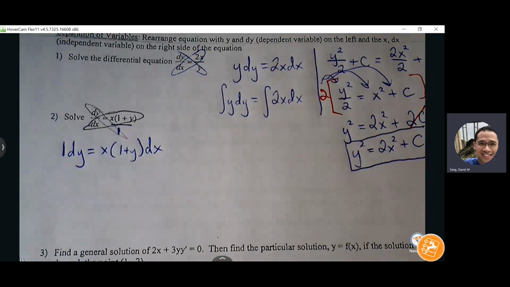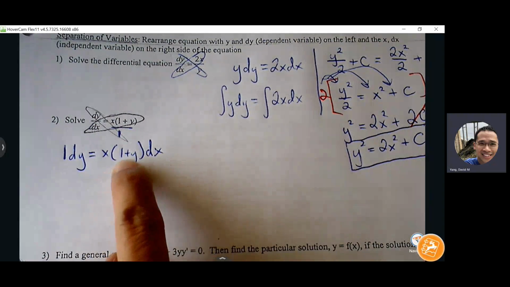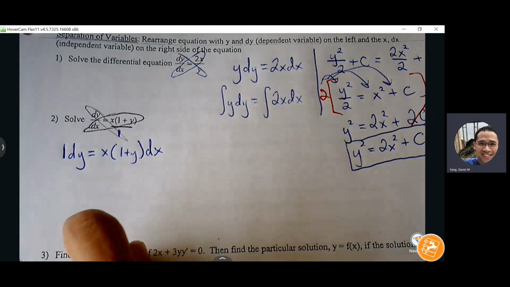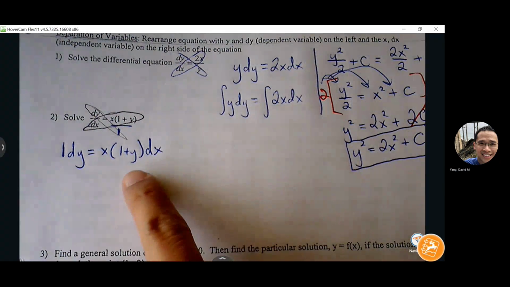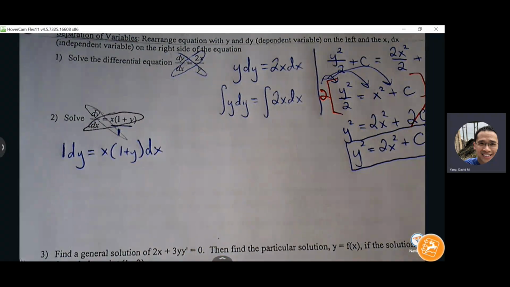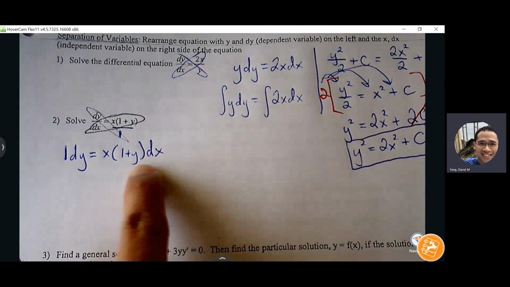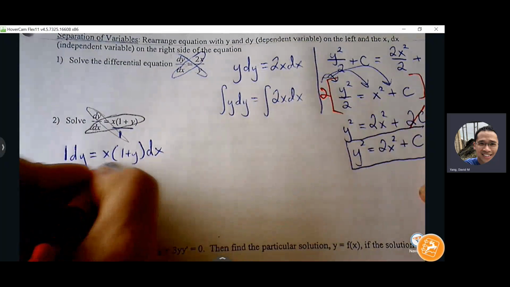What's the one thing that you see is out of place? The 1 plus y. Okay. So what can I do with that 1 plus y? What can I do to bring it to the other side? How would I move that 1 plus y to the left side? What's the operation that I can do? Division, right? So I'm going to divide. These are all being multiplied. So the way I undo multiplication is through division. So I'll divide both sides by 1 plus y.